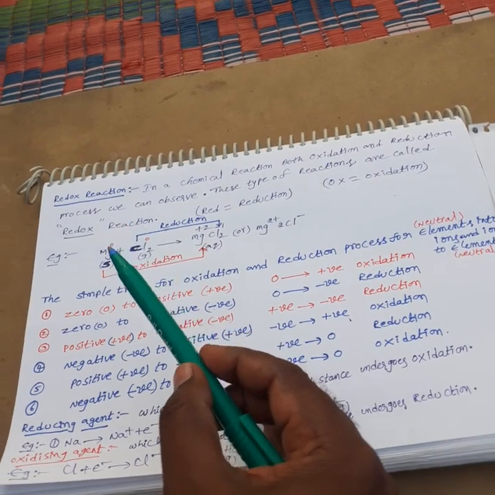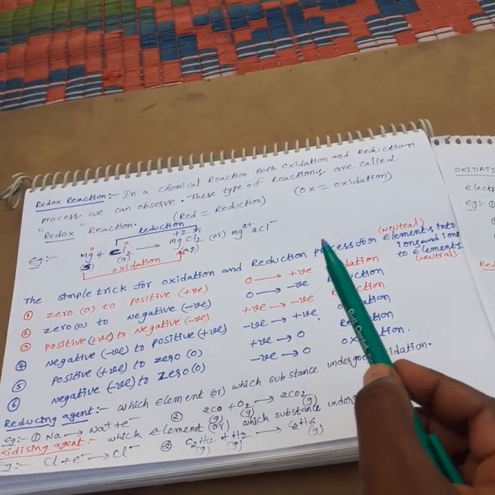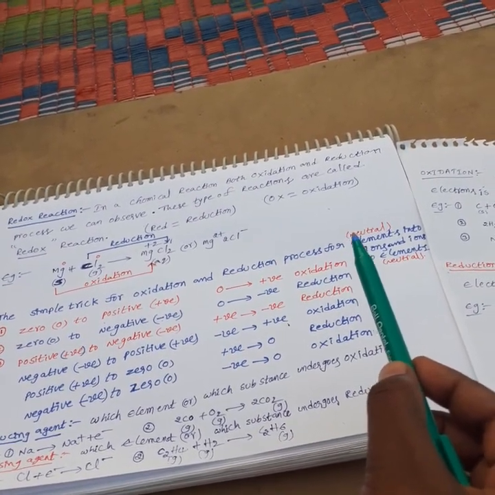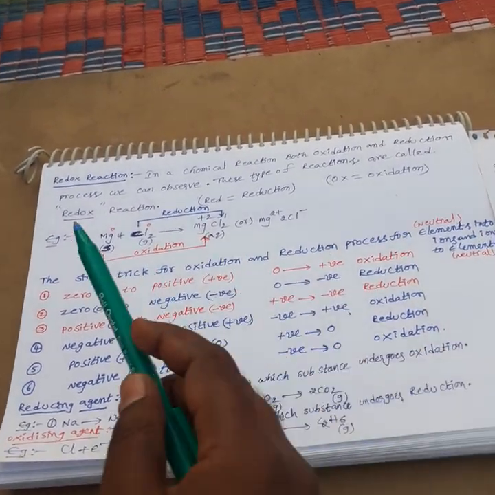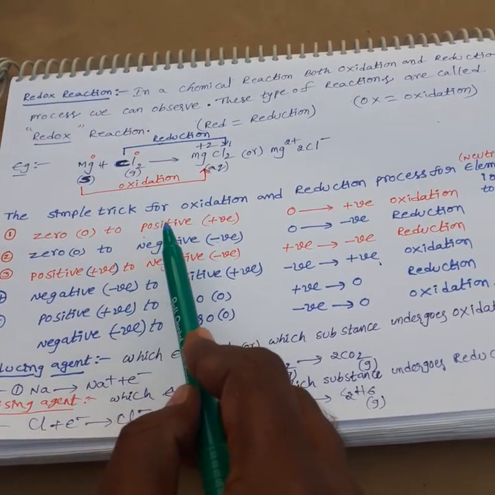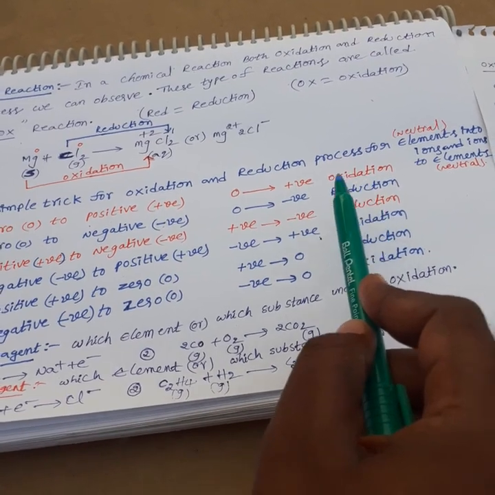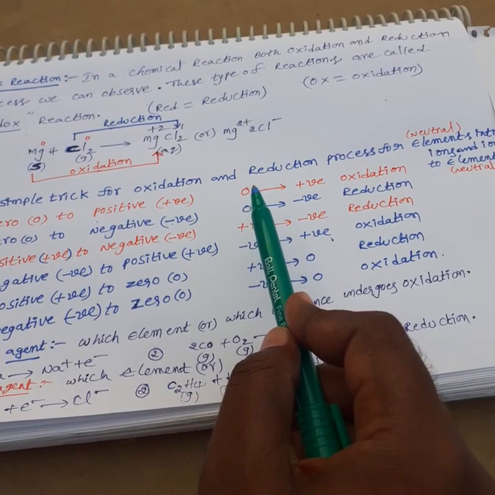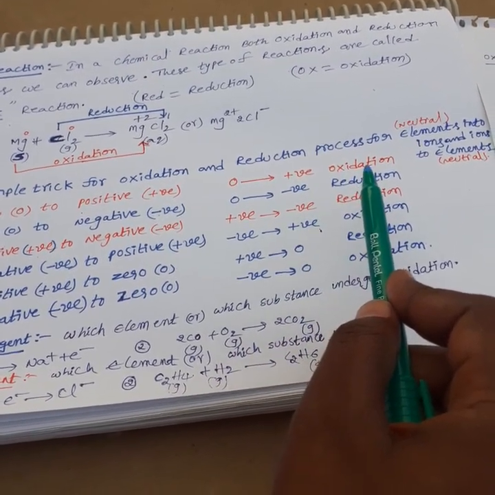reaction. And here we can observe a very important, simple trick for oxidation reduction processes for elements. It is the change from the neutral state into ions or ions into elements. The first one is 0 to positive. 0 to positive means oxidation, that is, it is in elemental form in the 0 state and it can be converted to a positive ion by loss of electrons, that's why that is called oxidation.